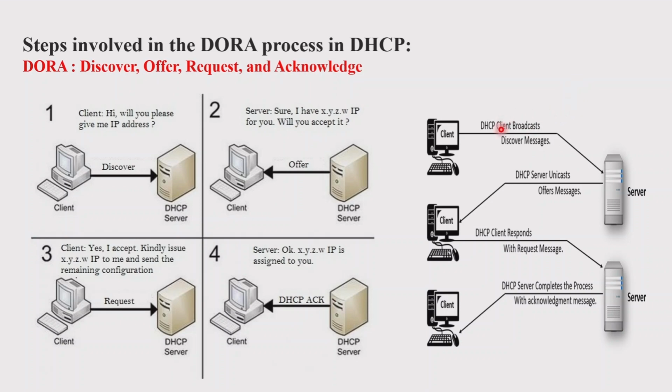Why am I using broadcast here? Because I don't know where my DHCP server is located, and I don't know the particular IP address of the DHCP server. So the first step is that the client sends, "Hi, will you please give me an IP address?" But it doesn't know where the DHCP server is located, so it is just broadcasting the information to all other devices in the corresponding layer 2 network.